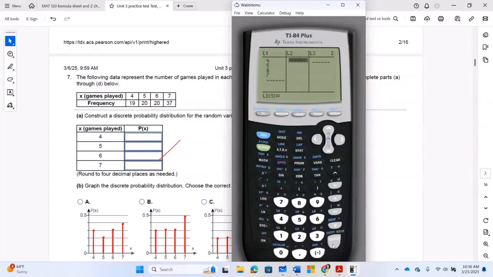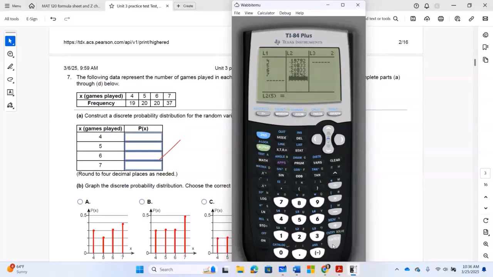And then in my L2, I will put in the probability. The first one is 19 over 96. 19 divided by 96. Hit enter because I want to have decimal points. The next one is 20 divided by 96. The next one is 20 divided by 96 again. And the last one is 37 divided by 96.